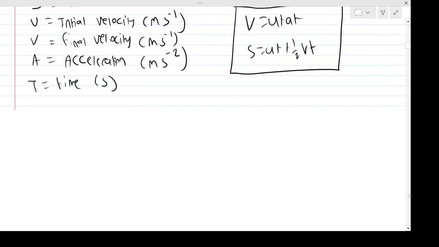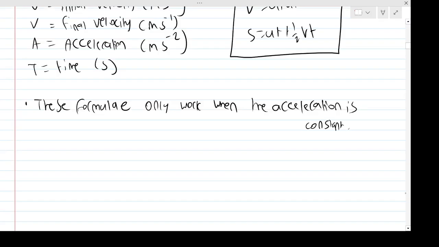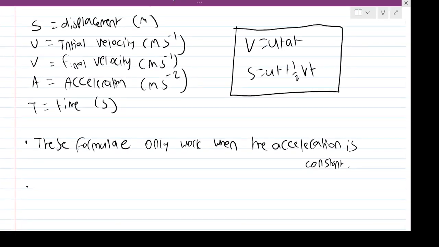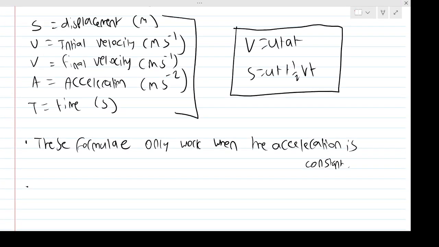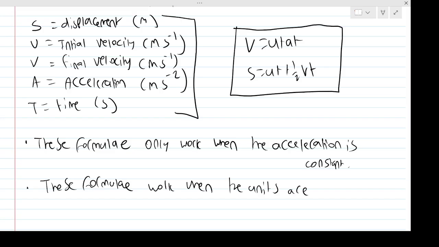The other thing to note, as well as acceleration being constant, is you need to pay attention to your units, okay? So when we looked at SI units in the previous chapter, again, we need to make sure that our units are in SI units. The units matter. We can only use the formulas when the units are in meters, or SI units, right? The SI units.